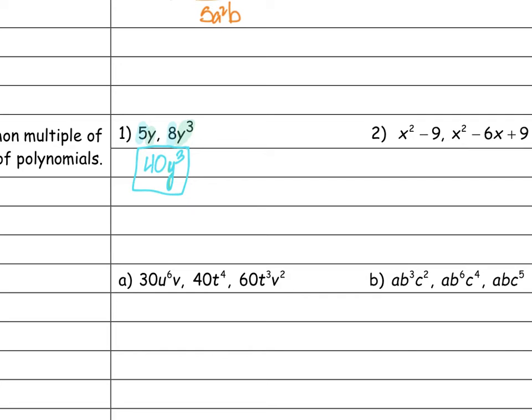And if I was trying to find a common denominator, and those were my denominators, that would be my common denominator, 40y cubed. Okay? Please make sure you're asking questions on this, because we're going to start adding fractions with unlike denominators pretty soon.